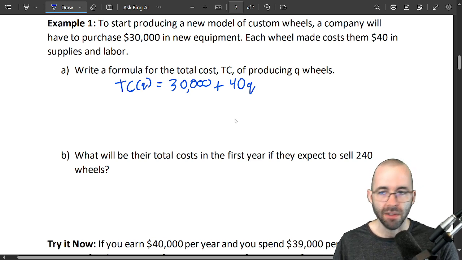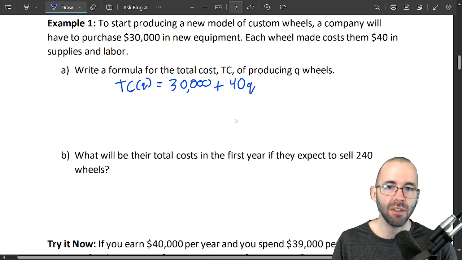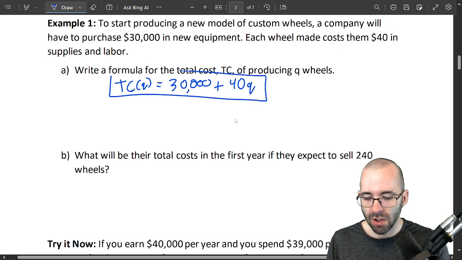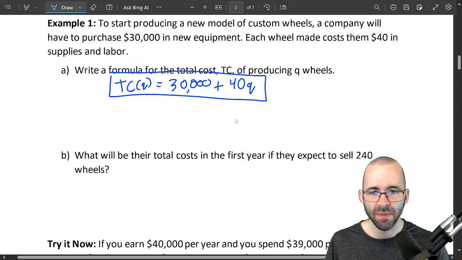2 wheels, 30,000, and now $80. And yeah, if you plug that in, you'll get 30,080 bucks. Okay, so you can do some quick gut checks when you get something like that.